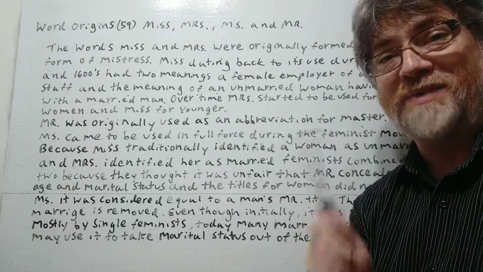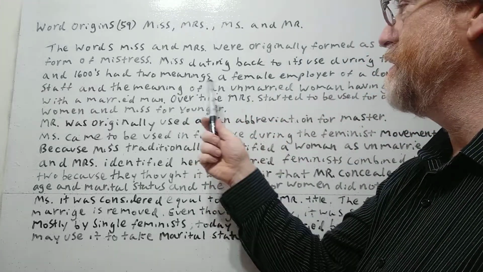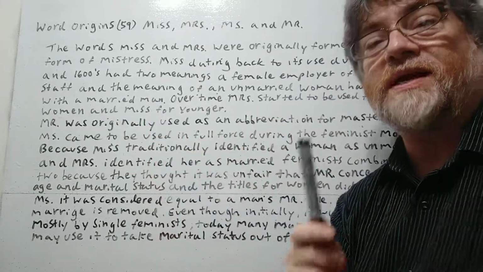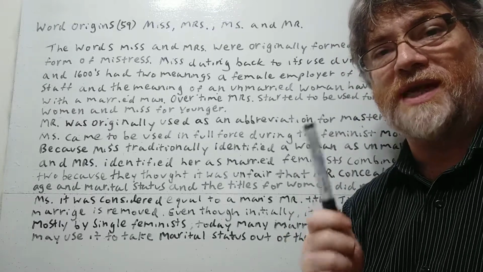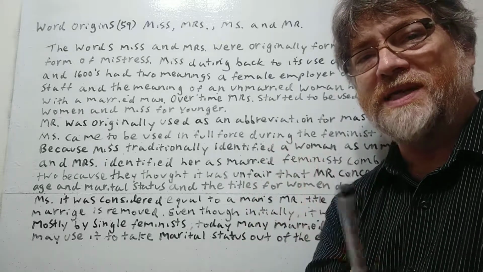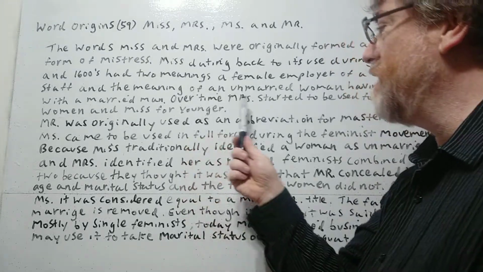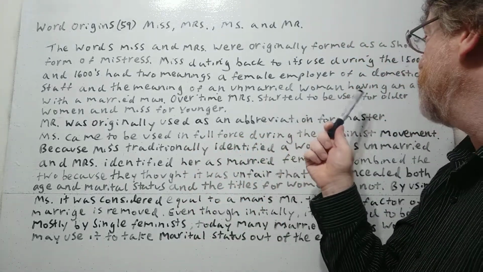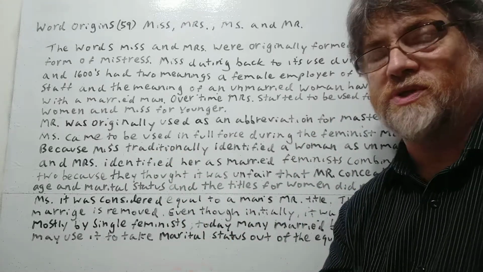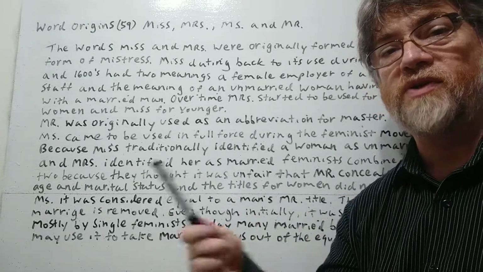Now, the other meaning is the meaning that we use today for mistress. So it could have also meant an unmarried woman having an affair with a married man. That's the meaning that we mostly use today for mistress. That's why it might sound funny today to realize that Miss and Mrs. actually came from mistress. Over time, Mrs. started to be used for older women and Miss for younger, and then eventually Miss was just thought of as being an unmarried woman and Mrs. was more for the married woman. So over time that kind of formed.